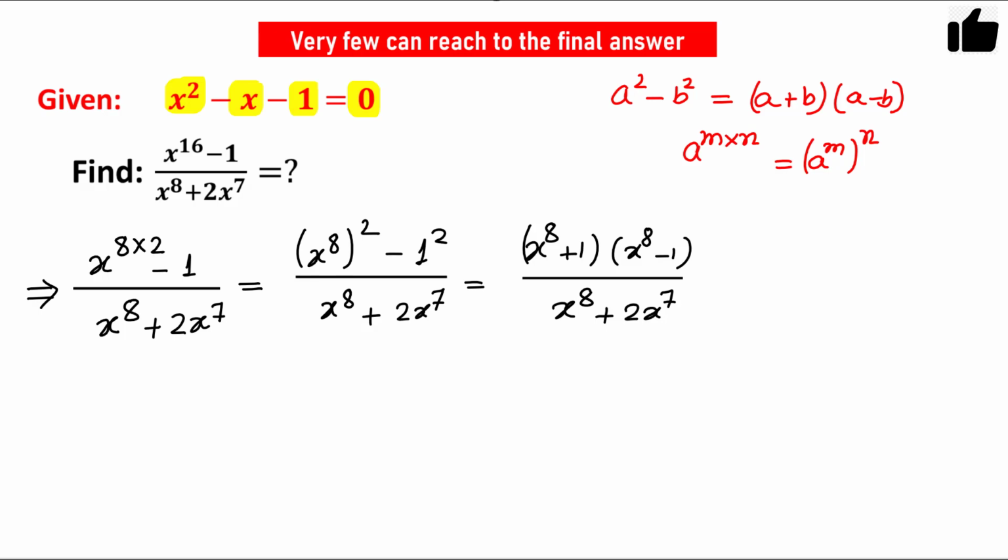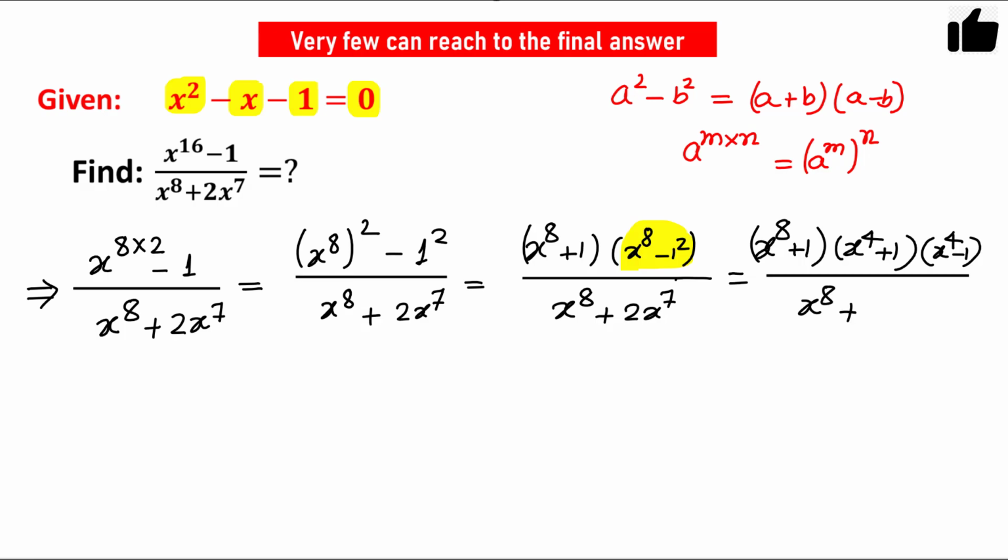Now see this term, this 1 I can further write as 1 square. Now this is again a square minus b square, because x raised to the power 8 can be written as x raised to the power 4 and then whole square. So this I can further simplify. So this becomes x raised to the power 8 plus 1, and this will be x raised to the power 4 plus 1, and this will be x to the power 4 minus 1, and this divided by x raised to the power 8 plus 2x raised to the power 7.